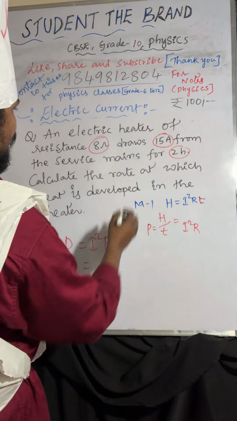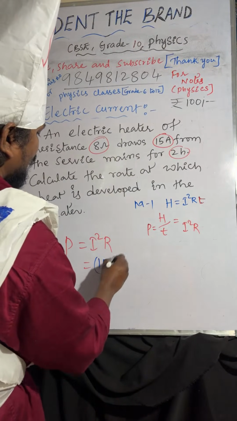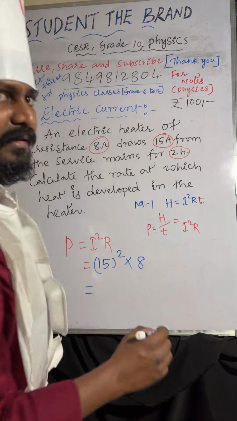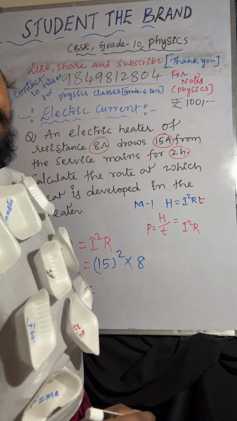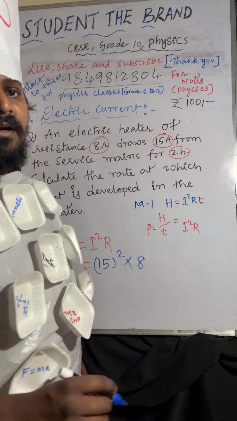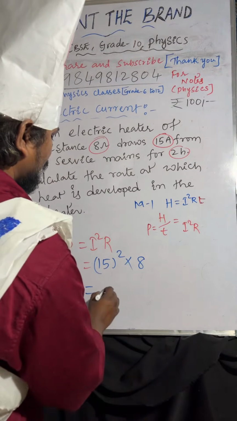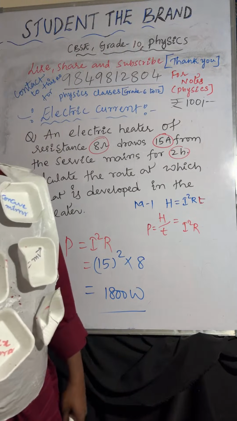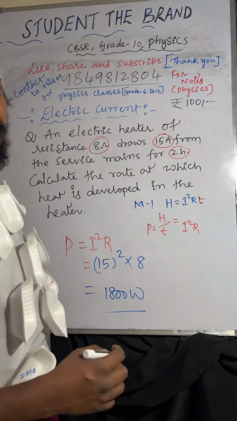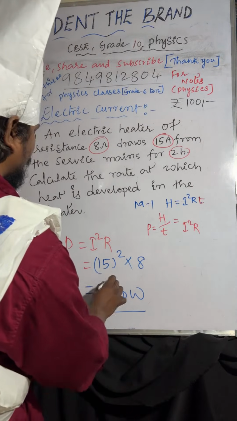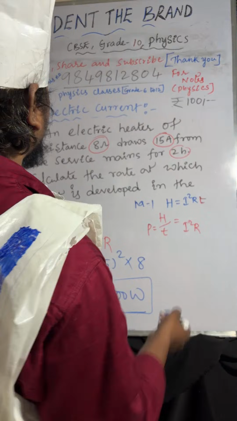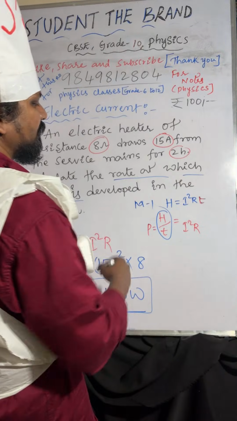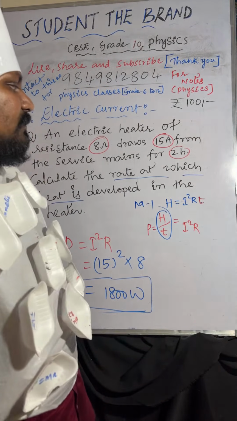That is I square how much? 15 whole square, into R, how much? R is 8. Then you will get 1800 watts, or 1.8 kilowatt also fine. This is the answer. Just multiply and you'll get it. Clear? Just try to focus on what they gave and what they asked. The rate at which heat is produced is nothing but power.